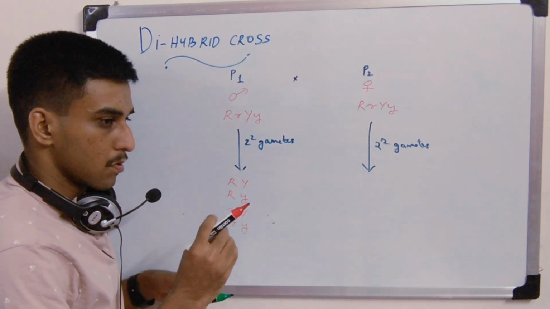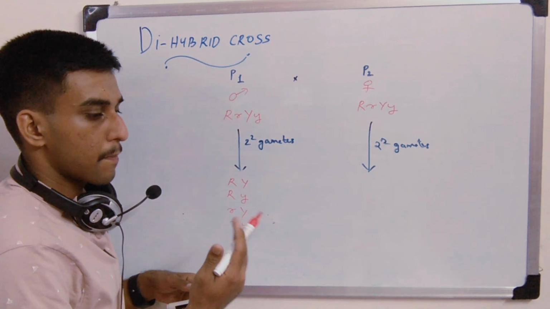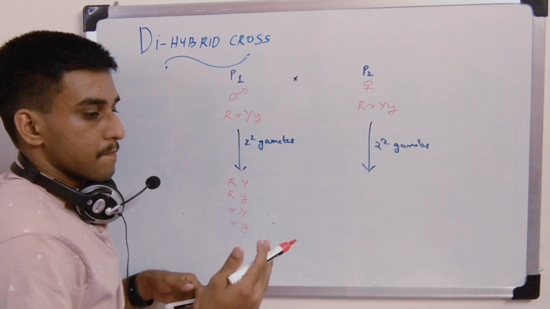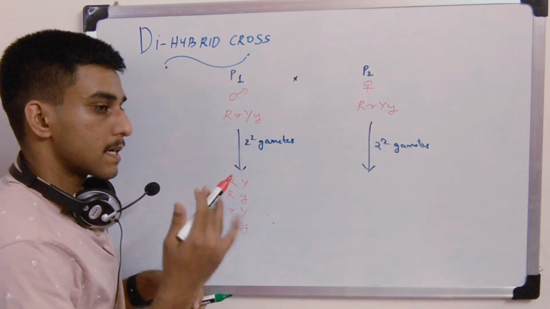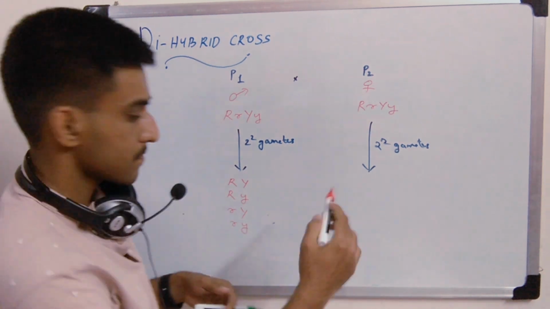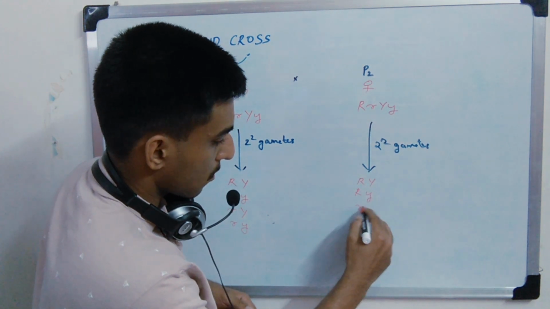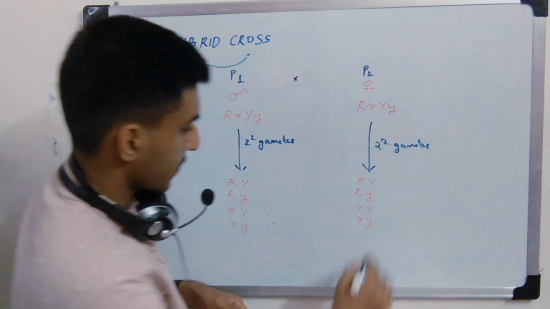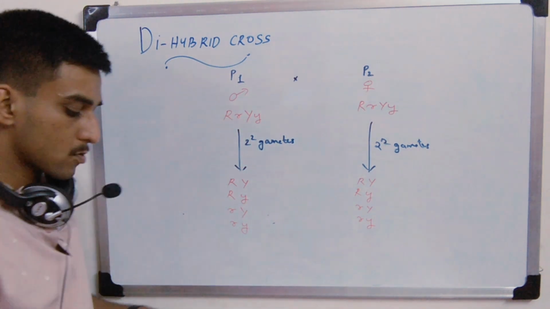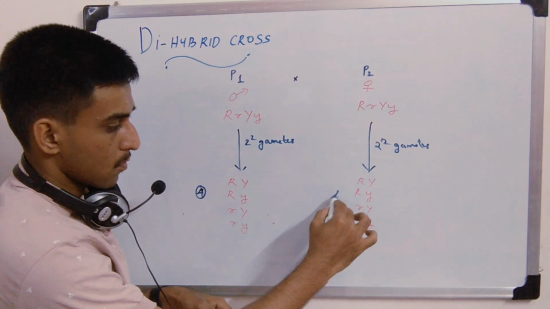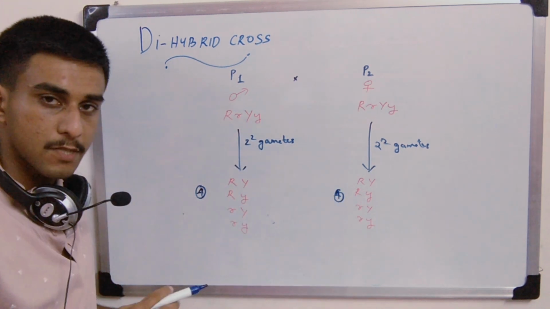I am saying type, not the number, because a plant can produce several gametes in its lifespan. I am only talking about the type of gamete. Here also capital R capital Y, capital R small y, small r capital Y, small r small y. These are the types of gametes. So here 4 types of gametes will be formed. Here also 4 types of gametes will be formed.